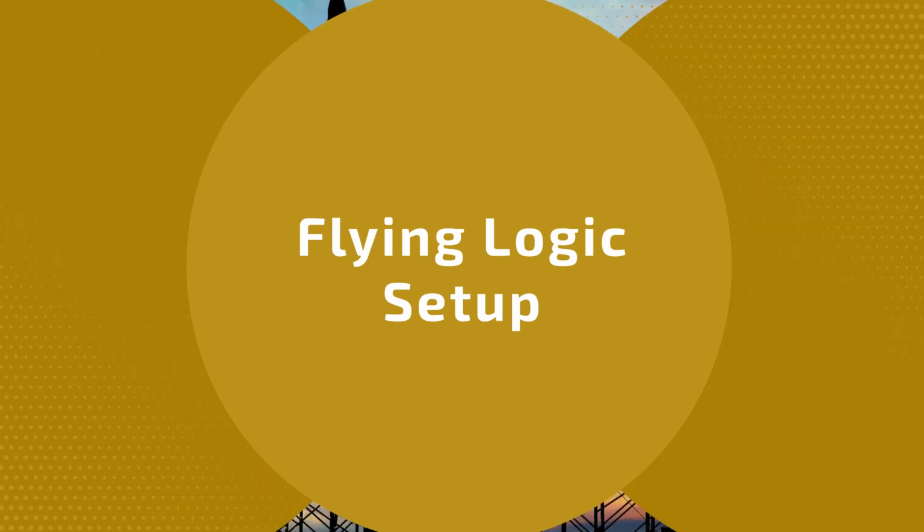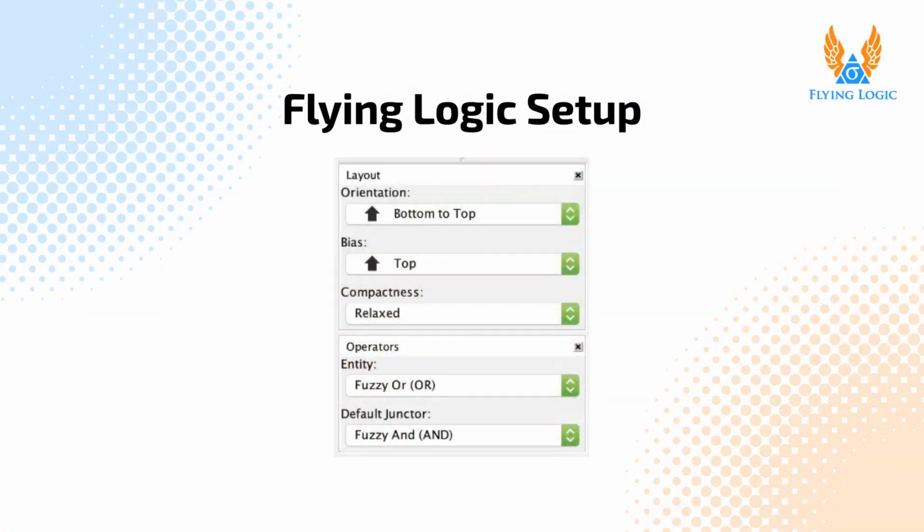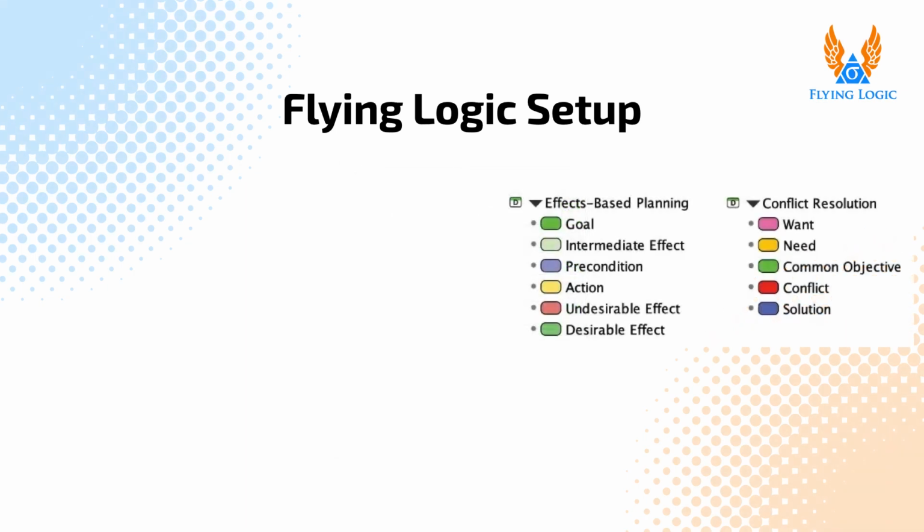Flying Logic setup. A future reality tree is based on sufficient cause thinking, and this is how Flying Logic documents are set up when first created, so you do not need to do anything special with the operator's pop-up menu to start creating your future reality trees. Most future reality trees are drawn with one or more proposed solutions at the bottom and the desired effects at the top. So you may want to use the operator's pop-up menu to change the orientation of your document from bottom to top.